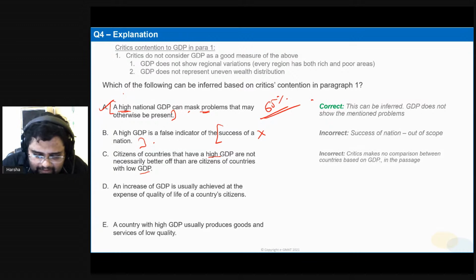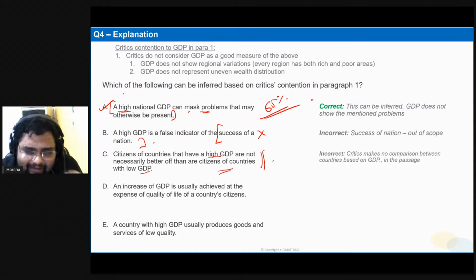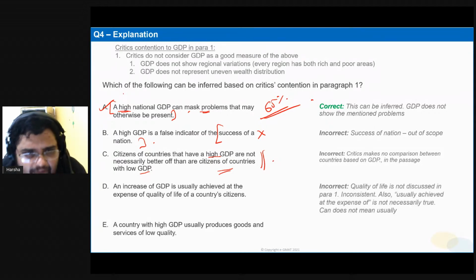So option C for me is very interesting, but the problem is the author does not get into this comparison of high GDP versus low GDP. You cannot really infer that. You need to be very careful with option C. Some of you chose this, so make sure you're clear on that.